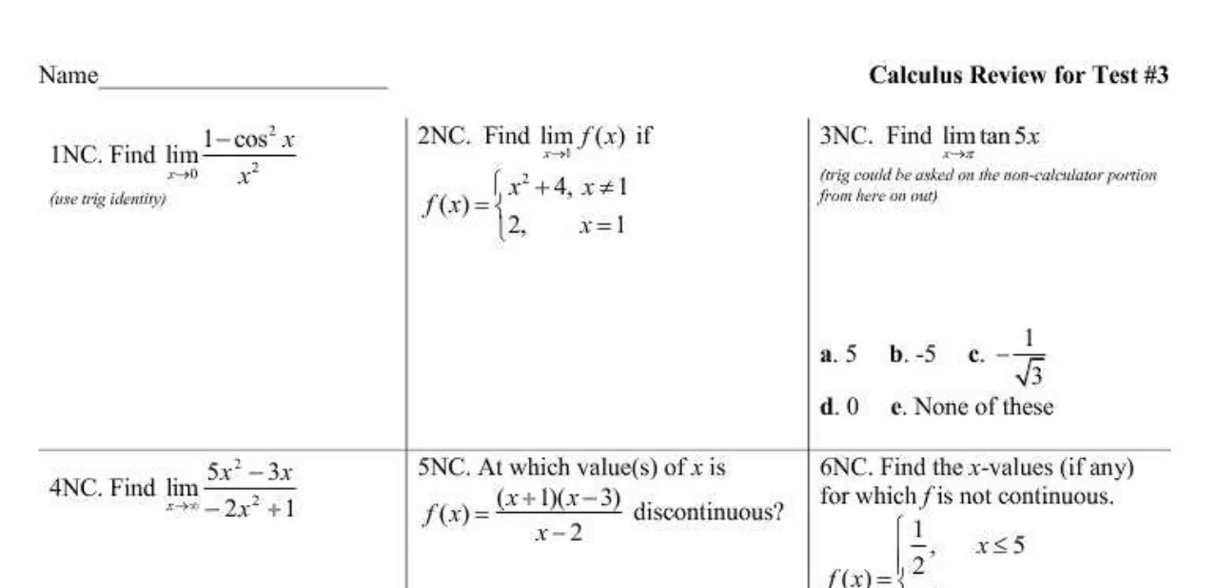So let's look at this test review. Question number 1. It says use a trig identity as the hint that you were given. That means on the test there could be some trig version or some limit problem. For this one, there are actually two ways to do it.